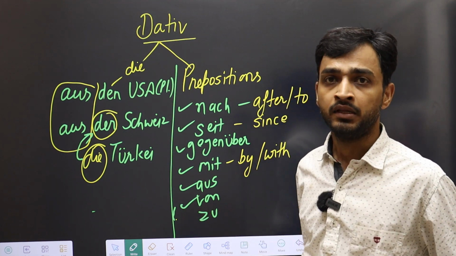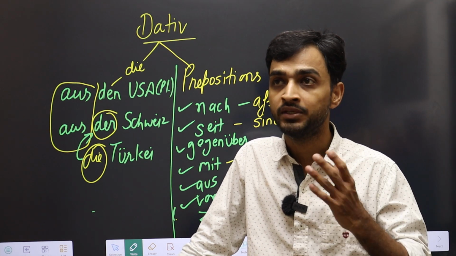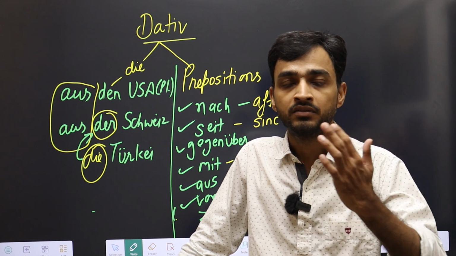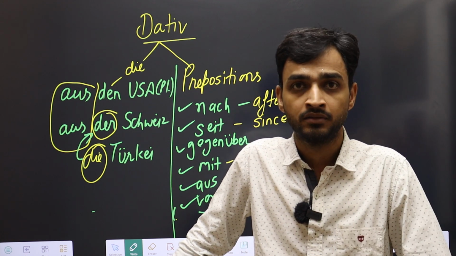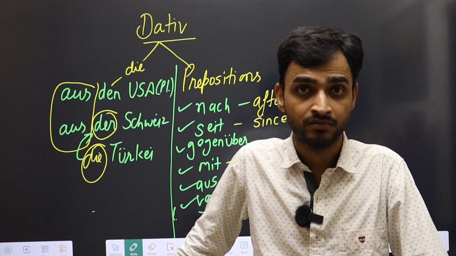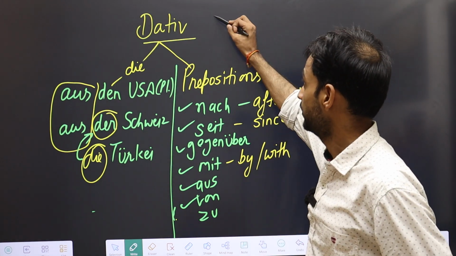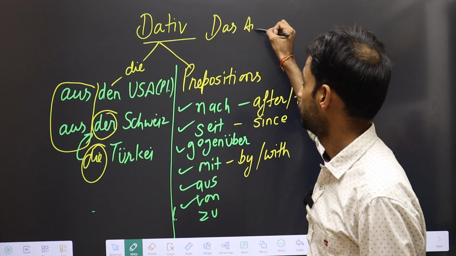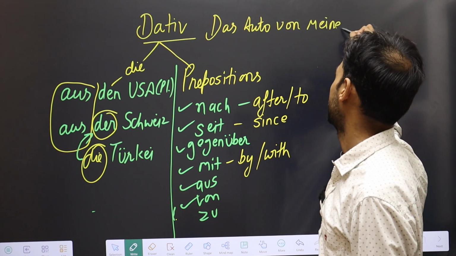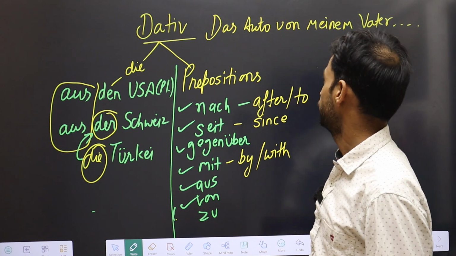Von means from. Like I say, oh, this car is very beautiful. It seems to be expensive. Yes, this car is of my father. The car of my father is very expensive. So von means of. The car of my father. Das Auto von meinem Vater ist teuer.